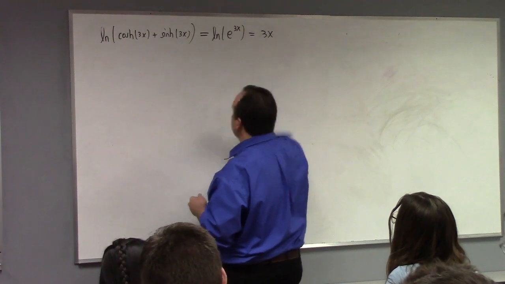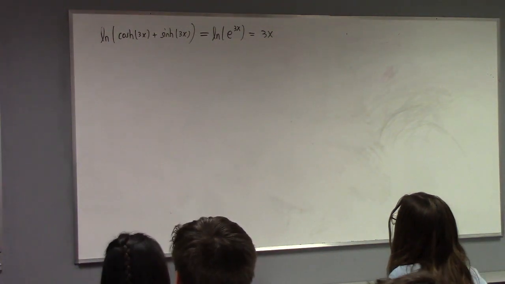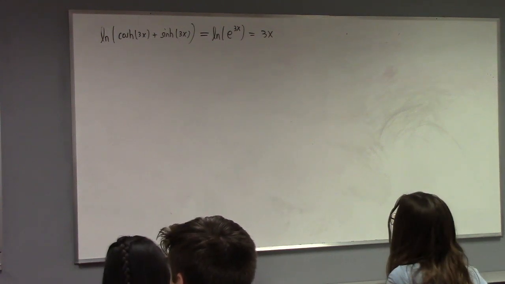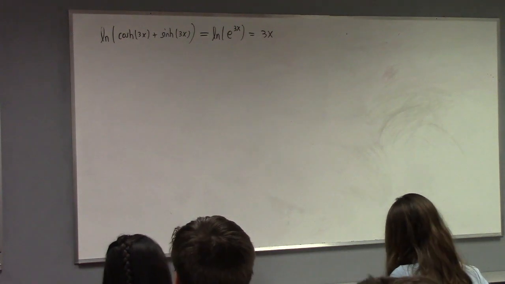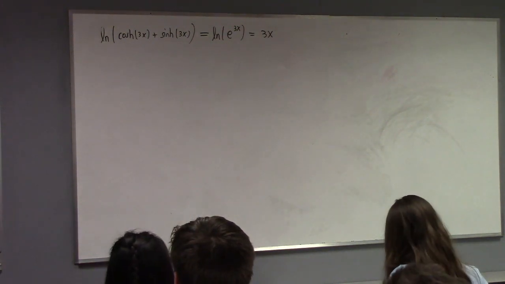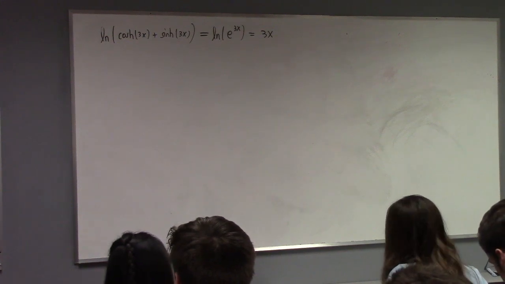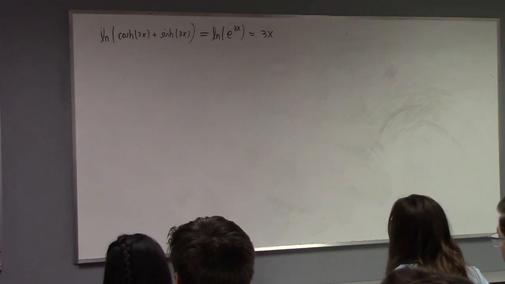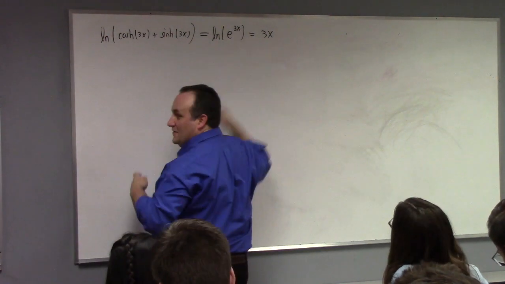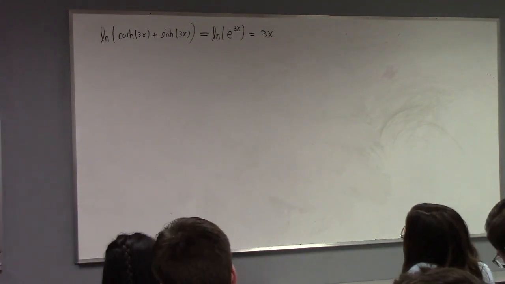So that's 3x. Now some of you, when you differentiated that, managed to get 3. But you did it a harder way, right? Because you differentiated the natural log of cosh plus sinh, and you did 1 over that, and then times the derivative of that, and then by the chain rule, things canceled, you got 3. But this is much easier, right? If I differentiate this, I could differentiate that. So the derivative is 3. Yeah?